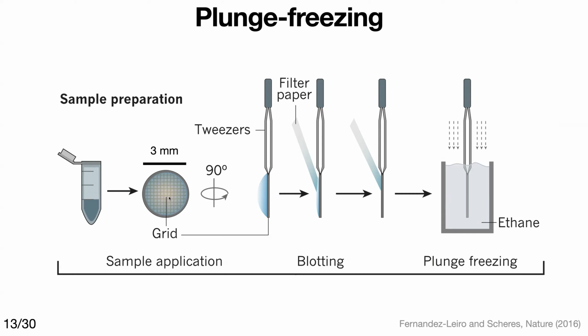A grid is really small. I have one here. It's about 3 millimeters across. So it's really tiny. And we add a very little amount of sample, about 3 microliters. Then this is applied to some tweezers. And then we blot away most of the liquid because we need a very thin layer of ice. Otherwise, if it's too thick, the electrons won't penetrate and we will get black images, basically. And this has to be quickly frozen in liquid ethane.